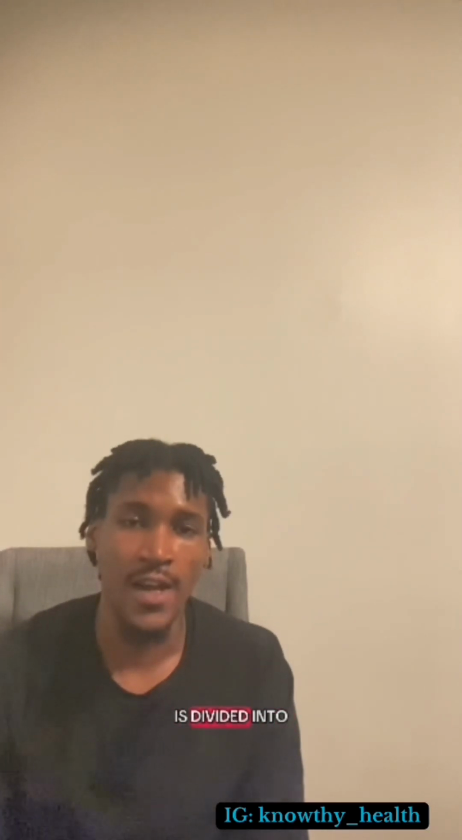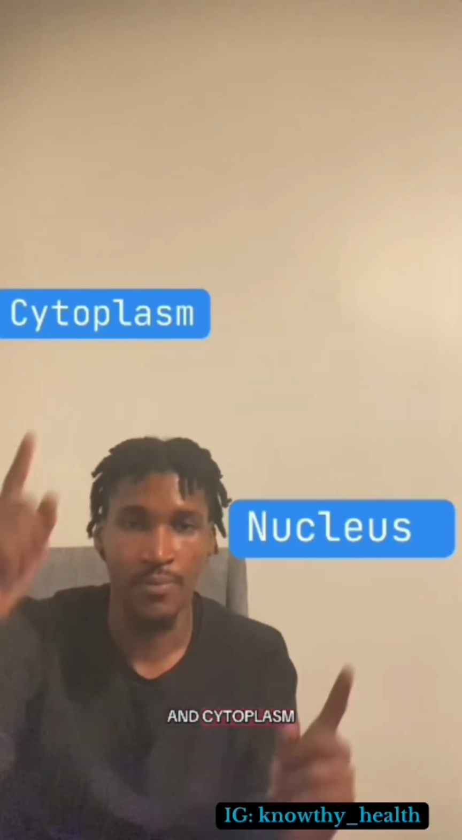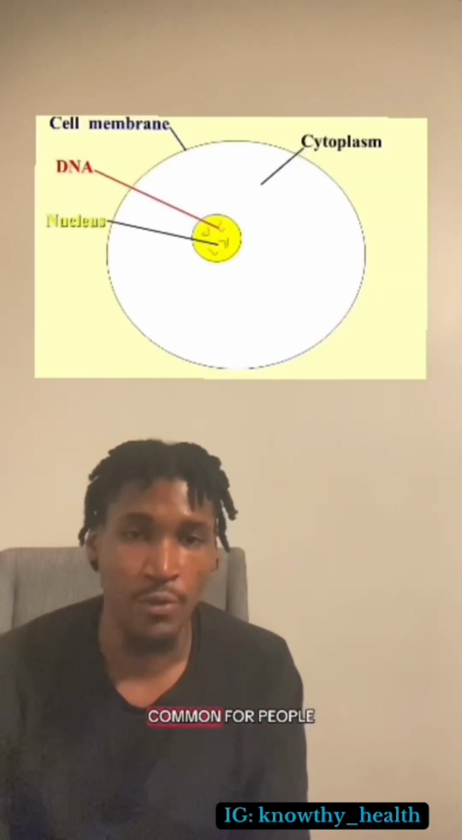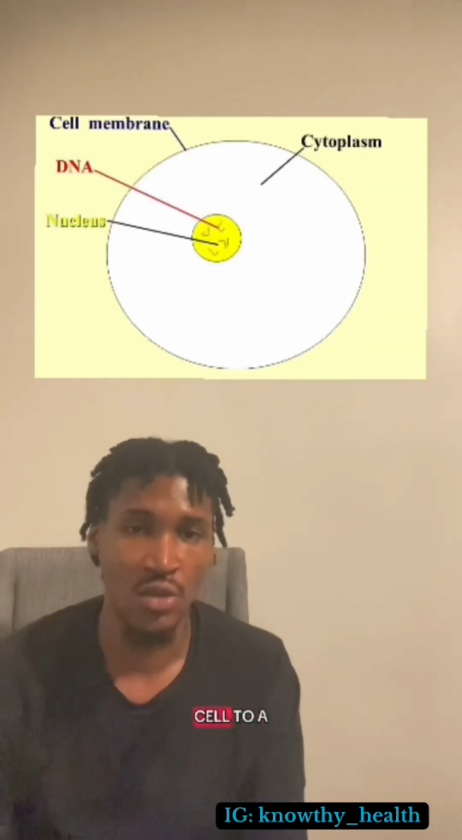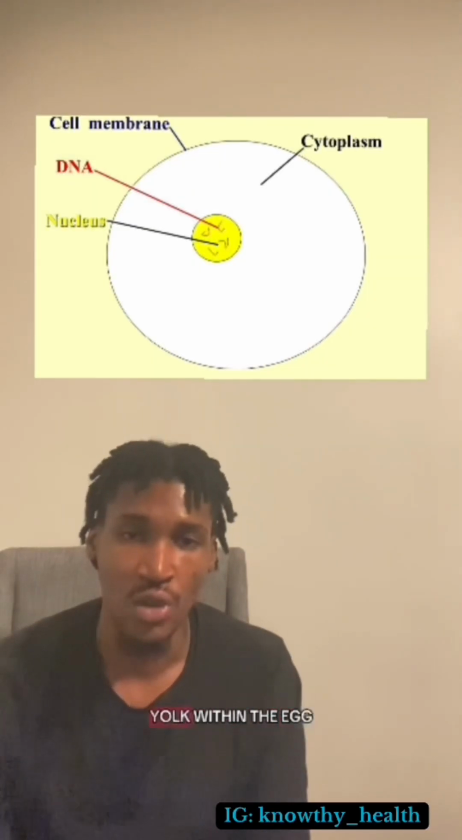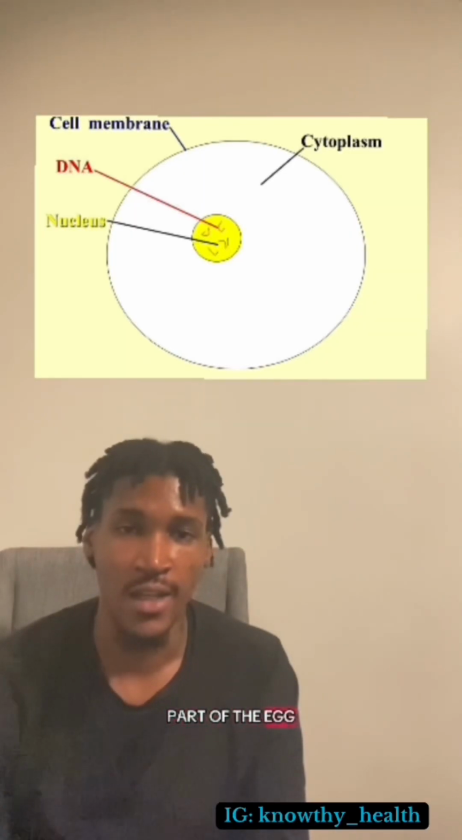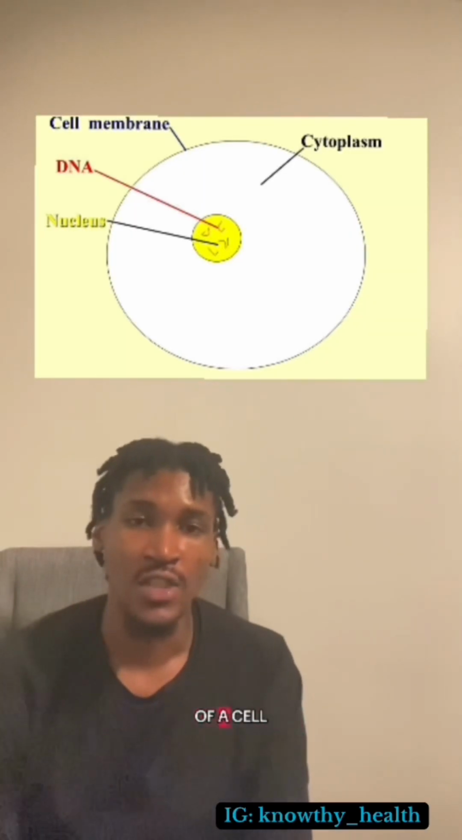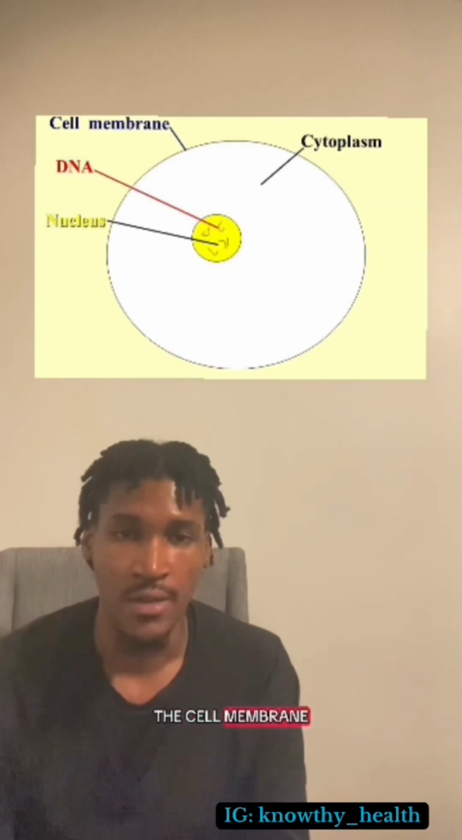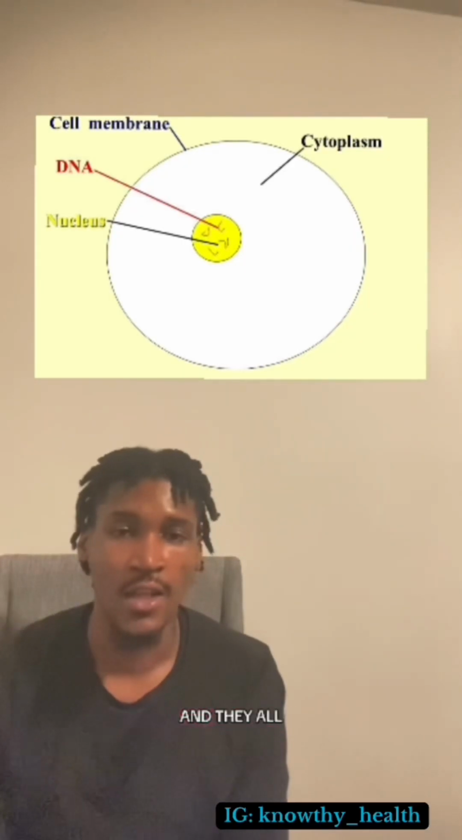A human cell is divided into two divisions known as the nucleus and cytoplasm. It is very common for people to compare the inside of a cell to a raw egg, whereas the nucleus resembles the yellow yolk within the egg and the cytoplasm resembles the white part of the egg. The outer layer of a cell is known as the cell membrane. These structures all serve their own purposes and they all work together to form and operate the cell.